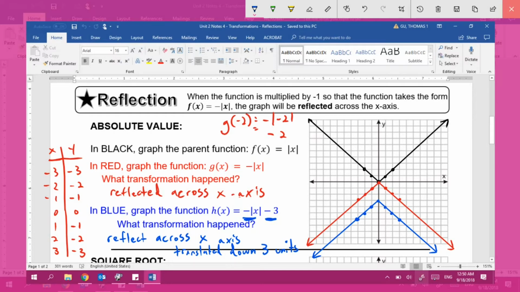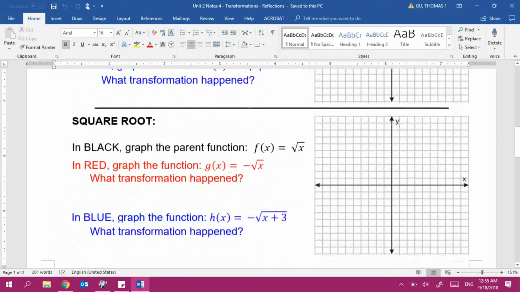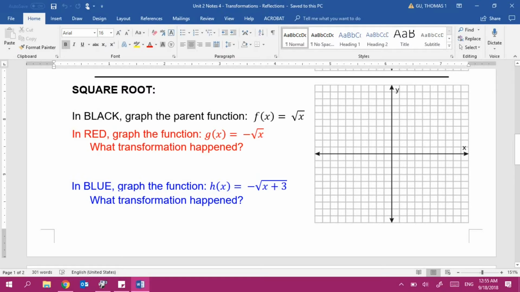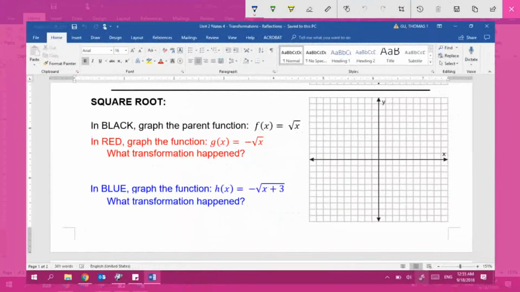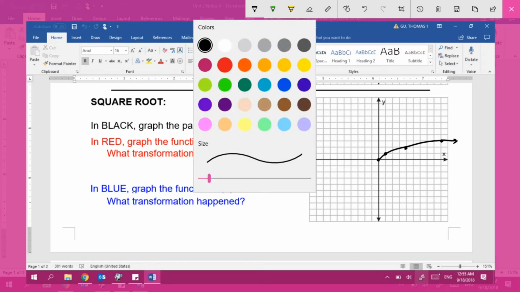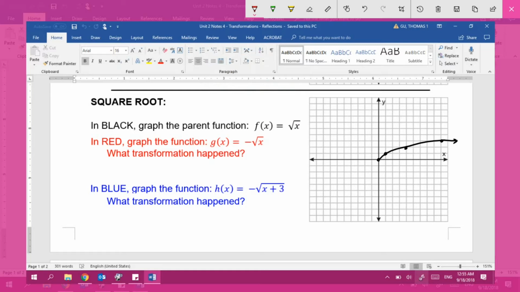All right, so I want you guys to try to do this next one, the square root example. So in black, we're going to graph the parent function. Remember, that's (0, 0), (1, 1), (4, 2), and (9, 3). That's my parent function for square root functions. In red, we're going to graph the function g of x equals negative square root of x. We should be able to tell by the negative sign out in front that we're just going to reflect across the x-axis. So I'm going to go ahead and write that.